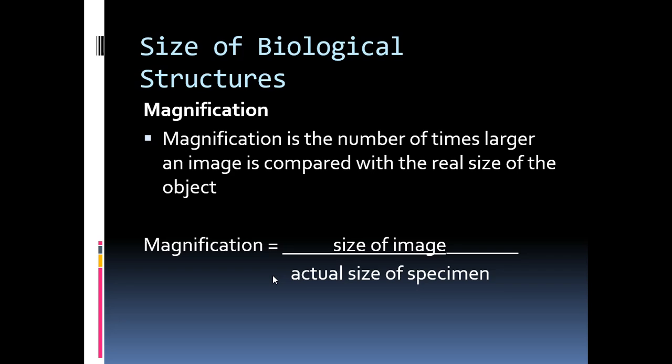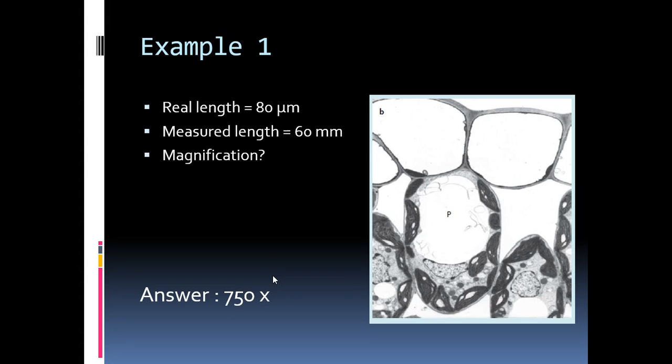I think you might have already learned this in IGCSE, but whatever it is, you will still have this in A levels. So magnification is given as size of image over the actual size of specimen. Okay, so let's look at some examples of questions on magnification. Right? So let's look at the first one.